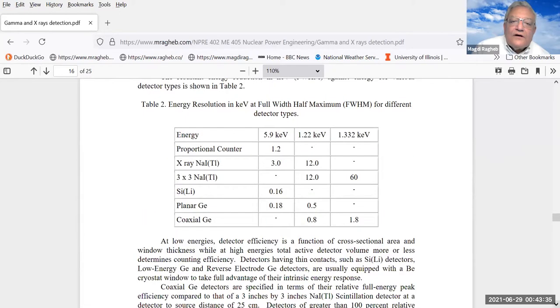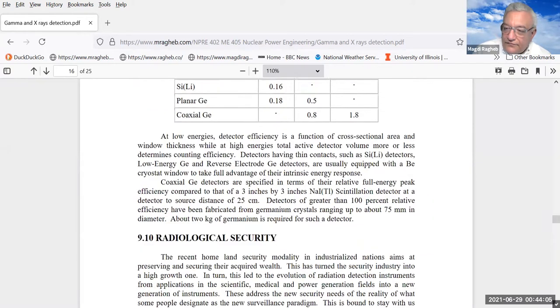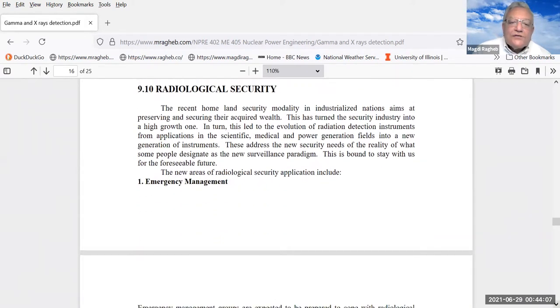All right, different energy resolutions for different detectors differ. The proportional counter would have basically an efficiency, what's called at full width half maximum. The proportional counter is 1.2 at 5.9 kilovolt radiation. The sodium iodide thallium detector is 3. The silicon lithium detector 0.16, and the germanium is 0.18. So that's a whole area of instrumentation in general.